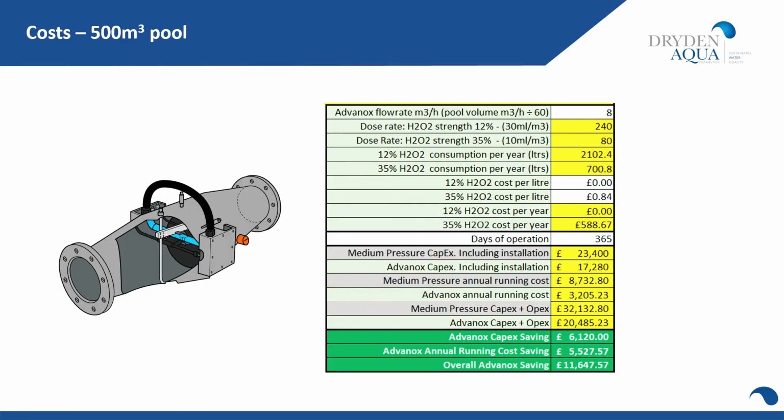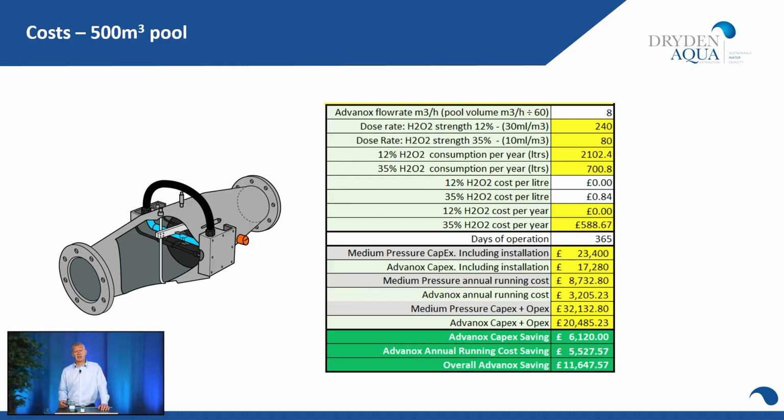Now, as I mentioned earlier, with Advanox, we do need to introduce hydrogen peroxide into the system, so we need to take the costs of that into account. The flow rate through an Advanox system for this size of pool is about 8 cubic meters an hour. So this is on a bypass. And incidentally, Advanox is also very effective at deactivating cryptosporidia. Should anything pass through the DAISY filtration, which is very unlikely, and it enters the Advanox system, it would be deactivated.